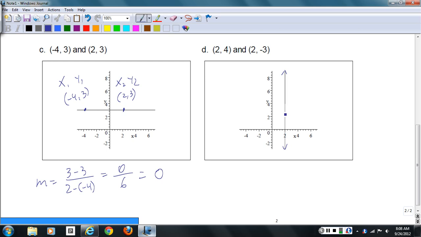Vertical line. There's (2, 4). There is (2, negative 3), I guess right down there. (2, 4), (2, negative 3). And M, technically we're not even supposed to use the slope formula if it's a vertical line.